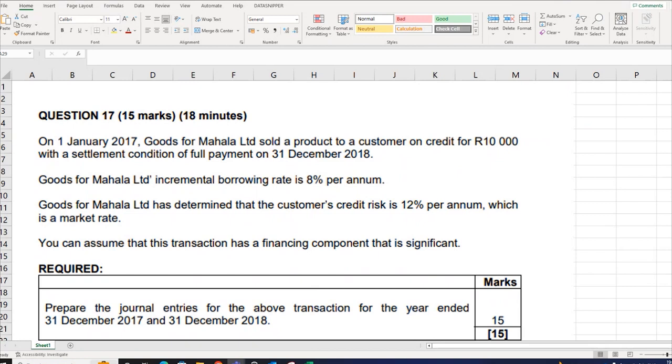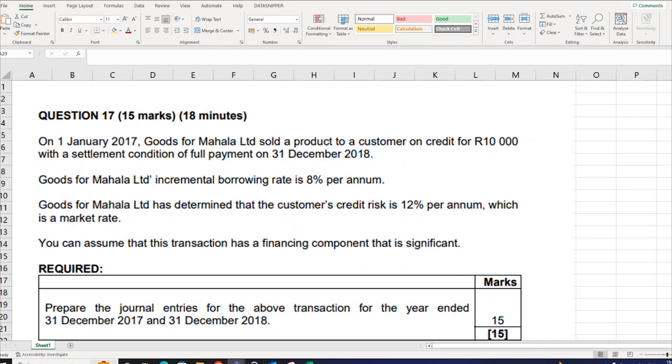On 1 January 2017, Goods for Mahala Ltd sold a product to a customer on credit for 10,000 Rand with a settlement condition of full payment on 31 December 2018. Goods for Mahala Limited's incremental borrowing rate is 8% per annum. Goods for Mahala has determined that the customer's credit risk is 12% per annum, which is a market rate. And you can assume that this transaction has a financing component that is significant.